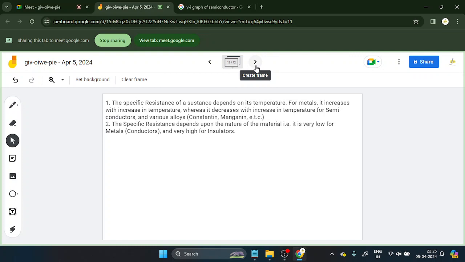One more thing, the SI unit of resistivity. I have already discussed that, but let me solve this for you. SI unit of resistivity or specific resistance. So what will be the SI unit? Tell me. Ohm meter, right? Why?